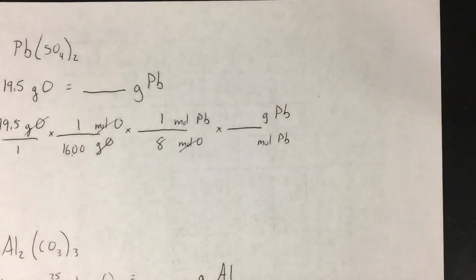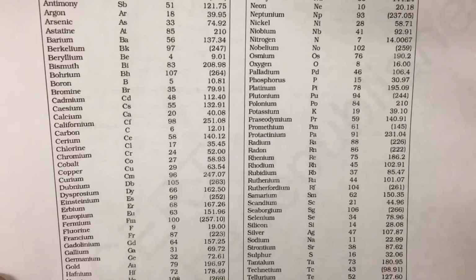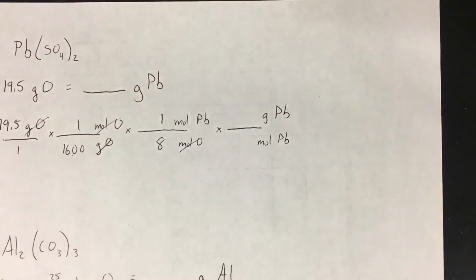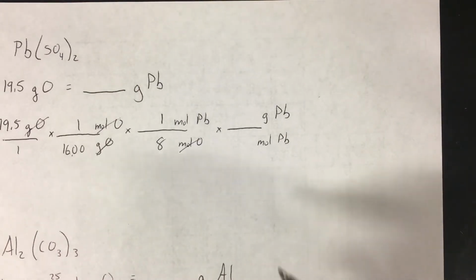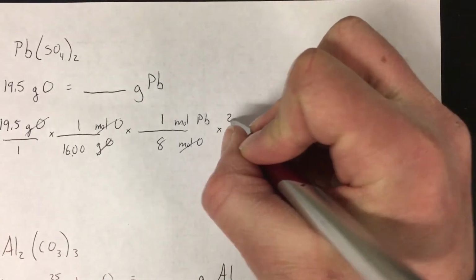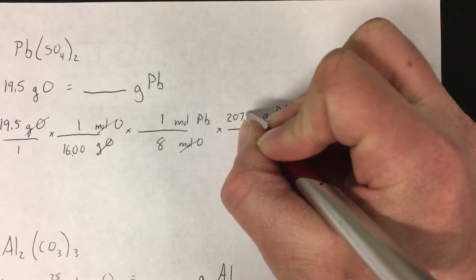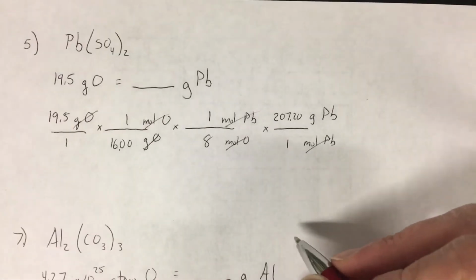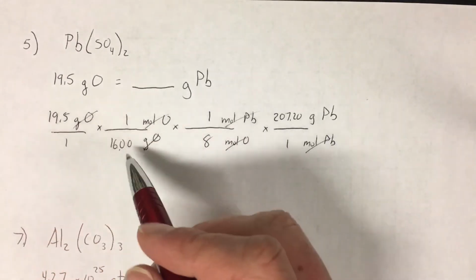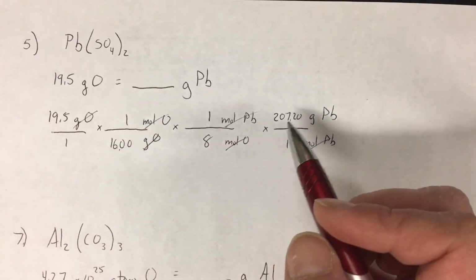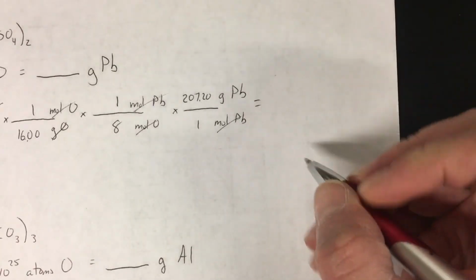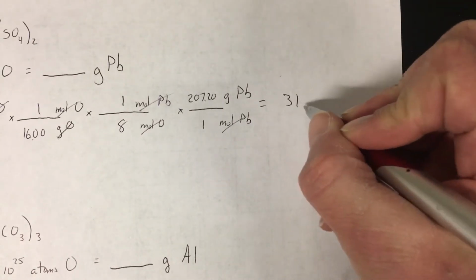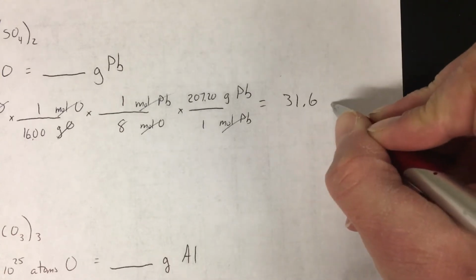And then again, using the molar mass. Again, I provided you with the chart of all the different molar masses. I recommend you use that instead of your periodic table because there are some slight differences. But either way, make sure you're rounding off to the hundredths on those. So lead is 207.20 grams per mole. And now we just do the calculation across. So 19.5 divided by 16 divided by 8 times 207.20. That gives us the answer to 3 sig figs of 31.6 grams of lead.